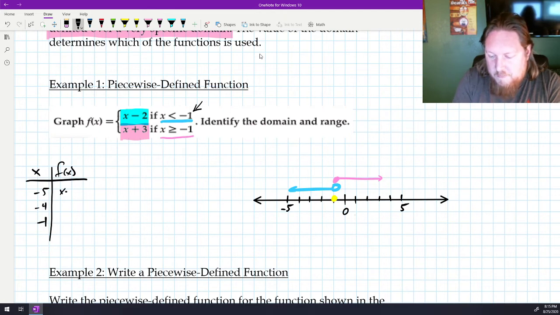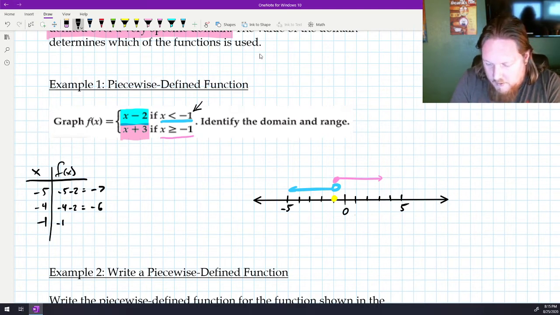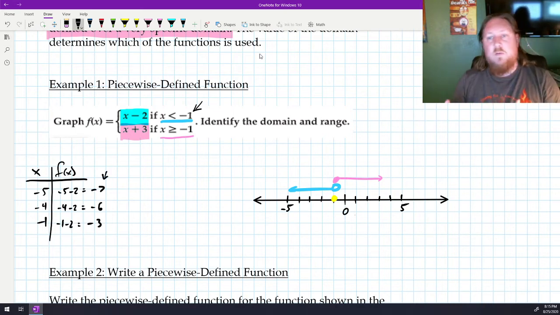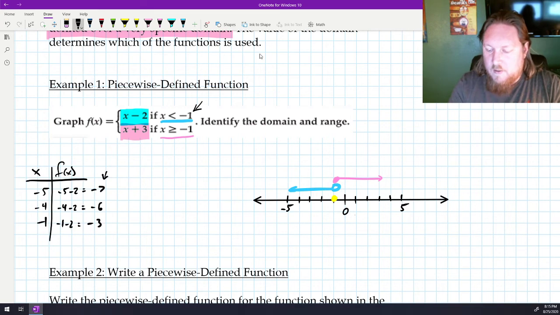So it's going to be x minus 2, and x is negative 5. Negative 5 minus 2, which is negative 7. And here we've got negative 4 minus 2, which equals negative 6. And even though it's not included because it doesn't have the or equal to bar, we're still going to find a negative 1 there. Negative 1 minus 2 equals negative 3. So for the blue part of the graph, I have my three values. Negative 7, negative 6, negative 3. And I know that's enough because x minus 2 is linear, so those 3 points are definitely going to draw the line for me.